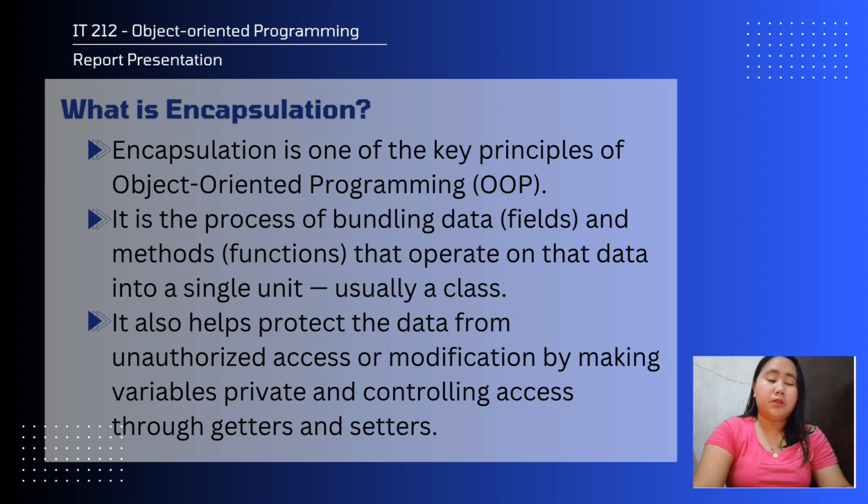What is encapsulation? Encapsulation is a core principle of object-oriented programming, or OOP. It's the practice of binding data, called fields or variables, and the methods or functions that operate on the data in a single unit, which is typically a class. The main goal of encapsulation is to protect data from unauthorized access or modification. It does this by hiding the internal state of an object and only exposing the necessary functionalities. This prevents a user of the class from directly accessing and changing the data in an uncontrolled way.